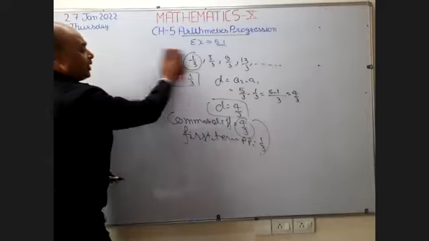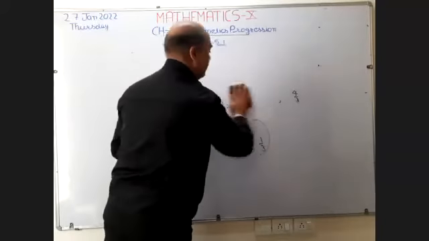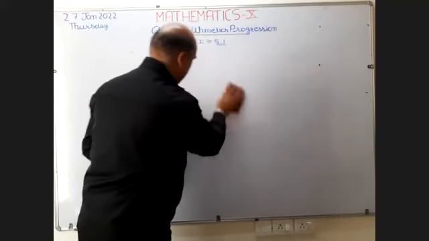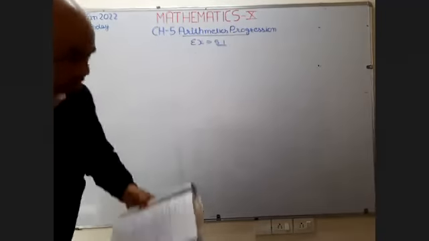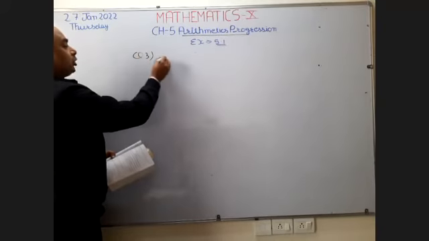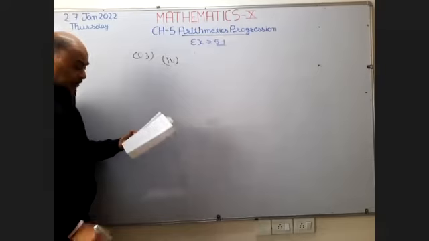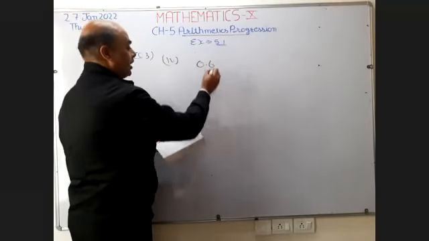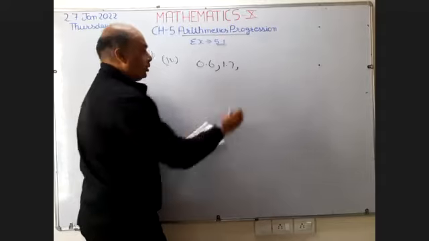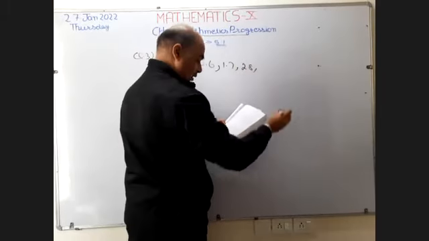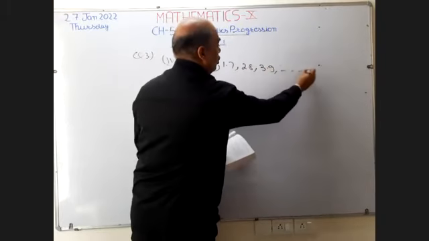I want to solve the fourth part of this question. Question number 3, fourth part, because it is in decimals. So check it again. Question number 3, fourth part. Okay, this is the fourth part. So in this, what is given? 0.6, 1.7, 2.8, and 3.9, and so on.